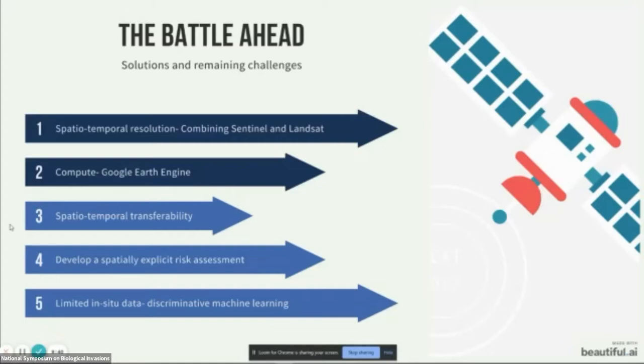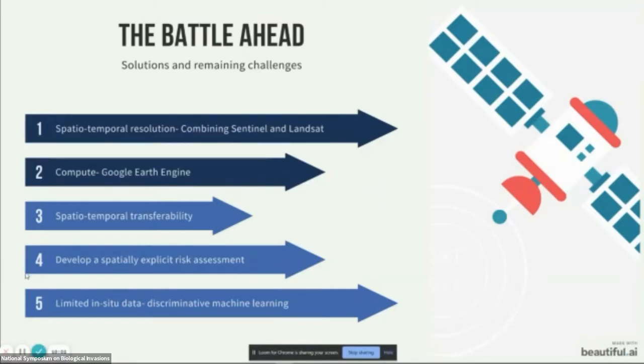The last three points rather deal with challenges that still remain. So the third point is spatial-temporal transferability. This is the ability to use our methods for different areas. And there needs to be more research in this area.